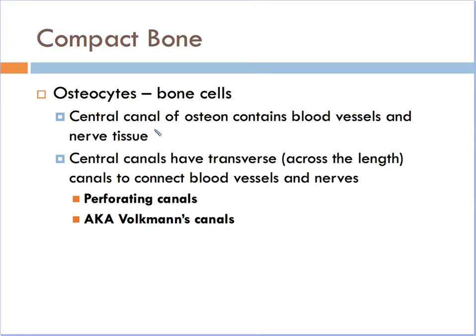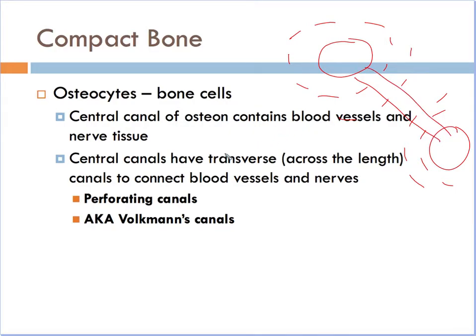Again, we have a central canal within the osteon containing blood vessels and nerve tissues. Your central canals are connected. So the big hole that you see in the middle is connected. This central canal that has your lacunae going around the edge is connected to this central canal, which has its lacunae going around the edge. These two are connected transversely by what's known as a Volkmann's canal or a transverse canal.